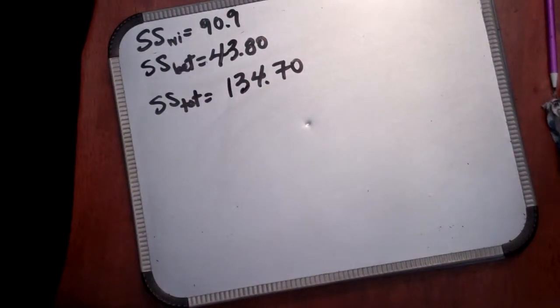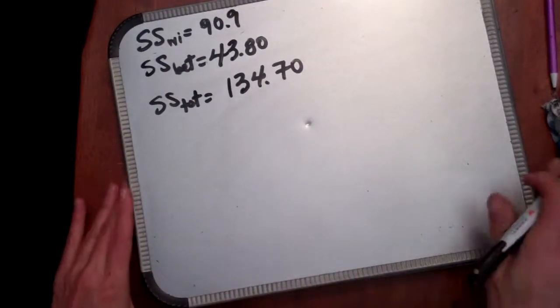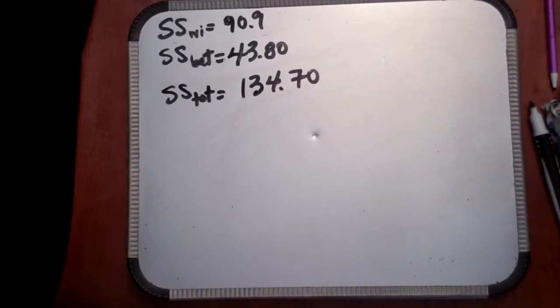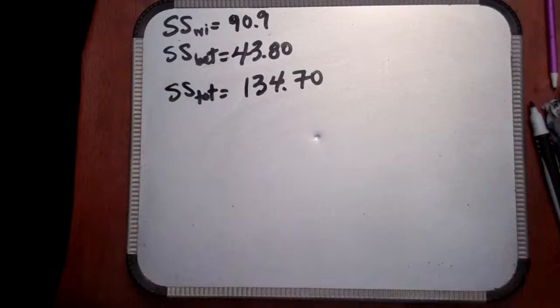All right, so now you have your sum of squares within and your sum of squares between and your sum of squares total. Now in the next little video clip, I'll go through how to calculate your mean square errors using these values.